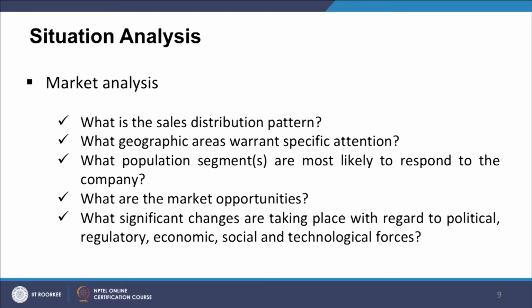So these are paradoxical questions which have to be addressed by the integrated marketing communication plan. Should we go by a slight deviation of the budget? Should we go by a specific aggressive spurt in those areas and come back to our fort, because our fort is secured? So, we should be focusing more on where we are not winning. What should we do? What population segments are most likely to respond to the company, in terms of adding on to customers, what are the market opportunities?